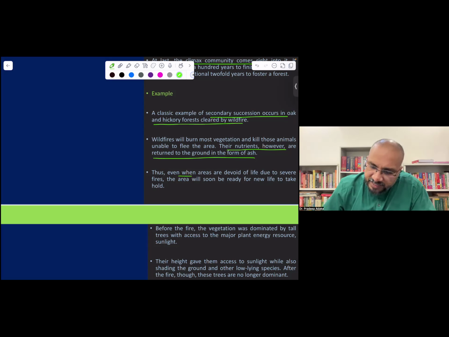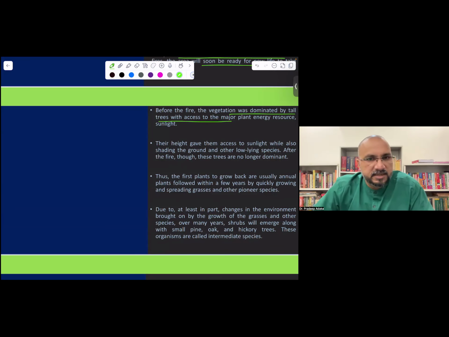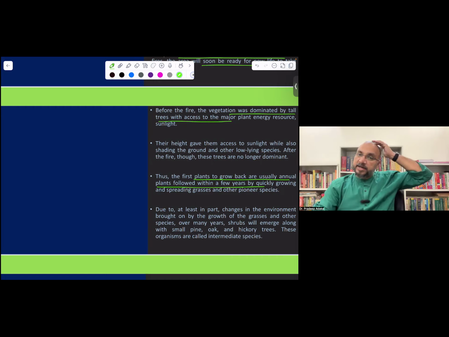Thus, even when areas are devoid of life due to severe fires, the area will soon be ready for new life to take place. Because soil is there, nutrients are there, it is just a matter of time when the seeds will germinate because of availability of moisture, and you will see vegetation growing there very quickly. So before the fire, the vegetation was dominated by tall trees with access to the major plant energy resource, that is sunlight. But now, after the trees' death, the first plants to grow back are usually annual plants within a few years, by quickly growing and spreading grasses and other pioneer species.